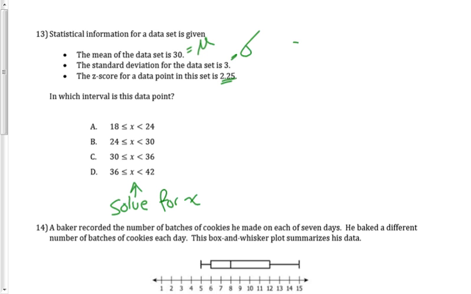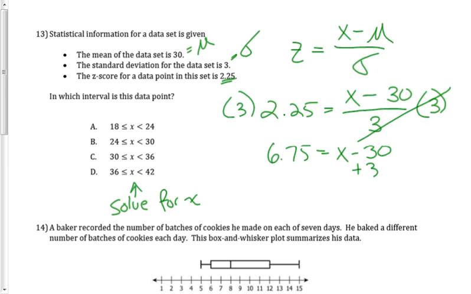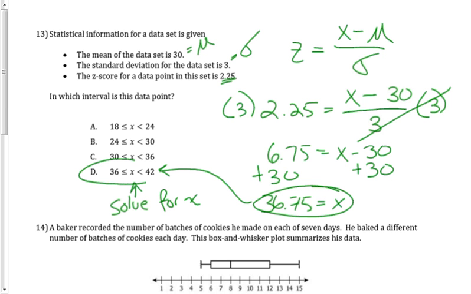So setting up our formula, z equals x minus mu divided by sigma. Z is 2.25. Our mu is 30, and our sigma is 3. We're going to multiply both sides by the denominator, giving us 6.75 equals x minus 30. Let's add 30 to both sides, giving us 36.75 equals x. And so we're going to look and say, well, 36.75, that fits in our final range because it's bigger than 36 and smaller than 42.